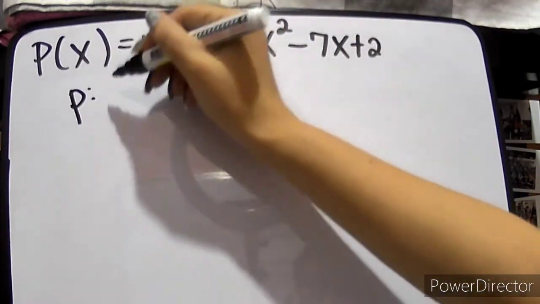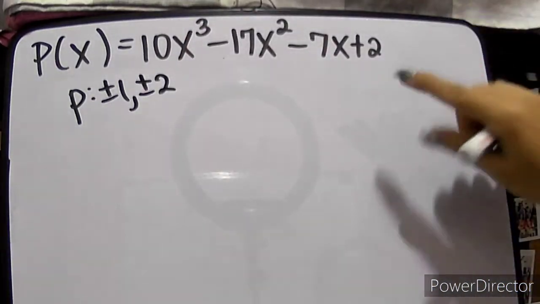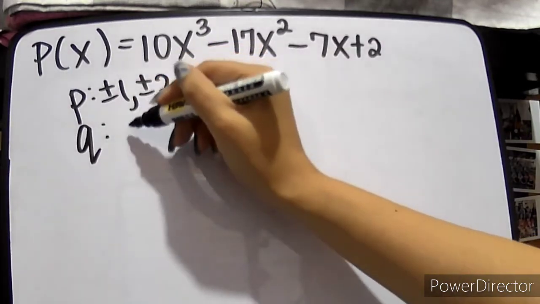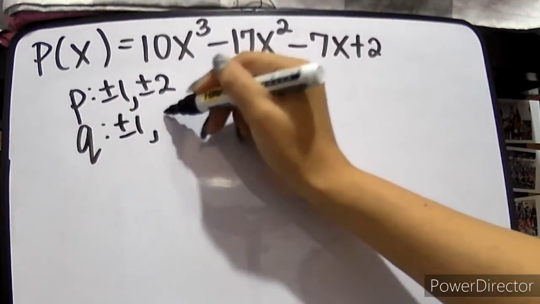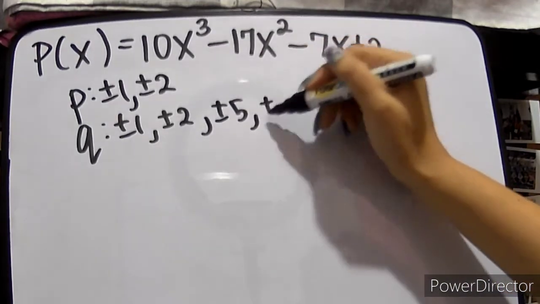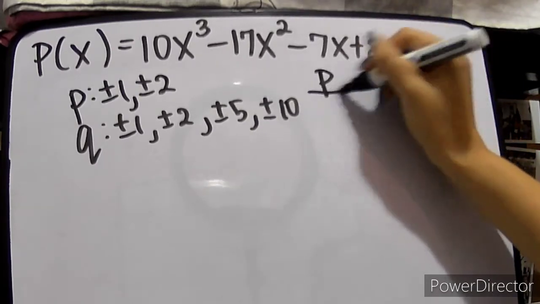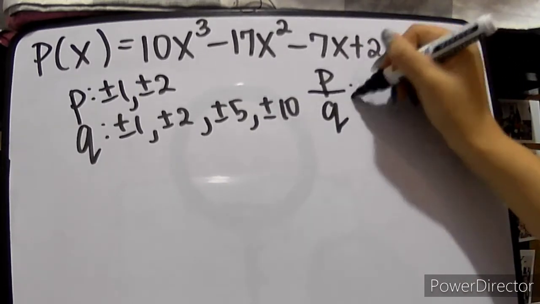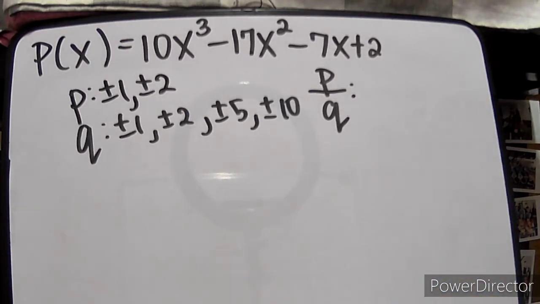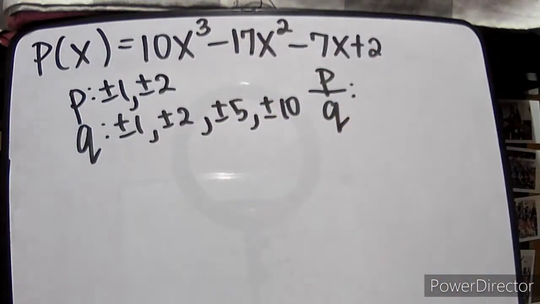So, factors for P is positive negative 1 and positive negative 2. And then, while Q, the factors there is positive negative 1, positive negative 2, positive negative 5, and positive negative 10. And then, pagsisiksikan ko na lang yung factors ng P over Q dito so that I will do the synthetic division dito. Okay? Or, I will just erase this later and then I will just rewrite the P over Q.